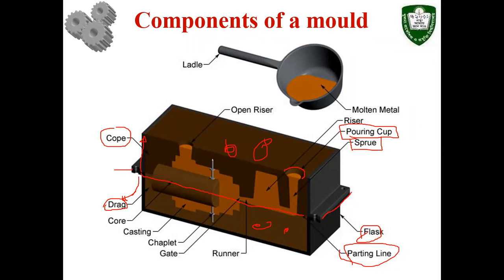Just these are the names given by the casting authorities. From the pouring cup, material flows to the sprue, and then the material stays into the runner. This portion is called runner.